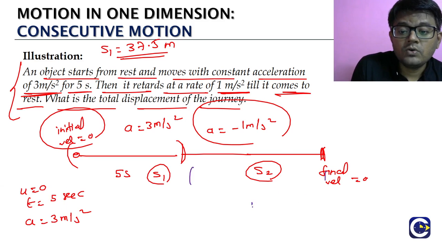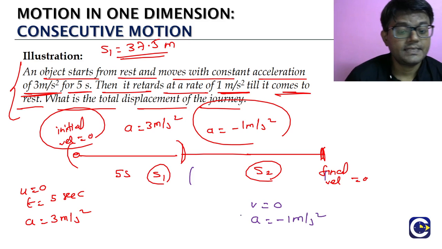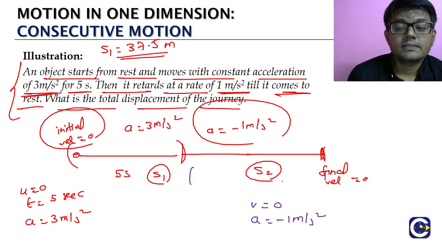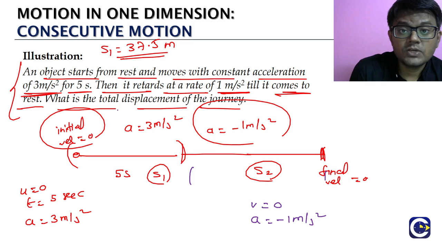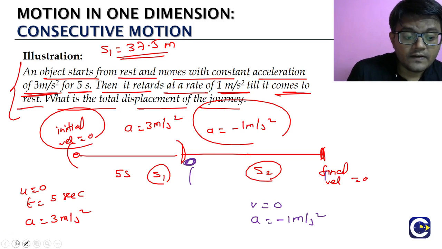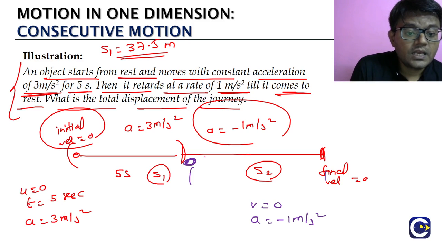In this, we know the final velocity is 0. We know the acceleration is -1 meter per second square. That's it. We don't know the time of journey and nothing else. Or we know something, because this is a case of consecutive motion, right? Which means the initial velocity of the second part is nothing but the final velocity of the first part. Remember, that is the relation between the consecutive parts.